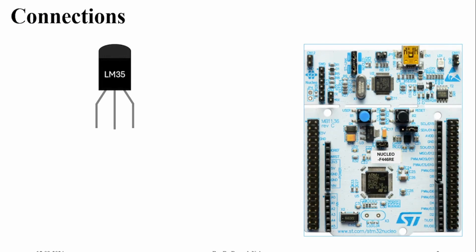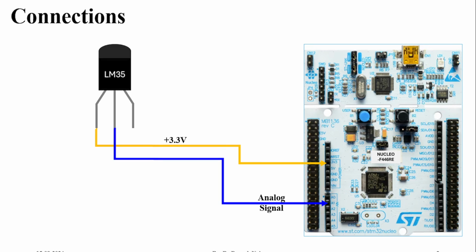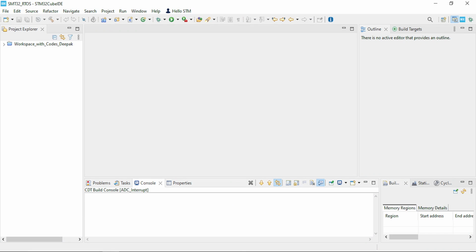So in the last part, we discussed that we'll be using interrupt to read the LM35 temperature sensor instead of the polling method. The connection will remain the same and the rest of the things will remain the same. The only thing is the implementation part and the coding part. So let us continue with the coding.